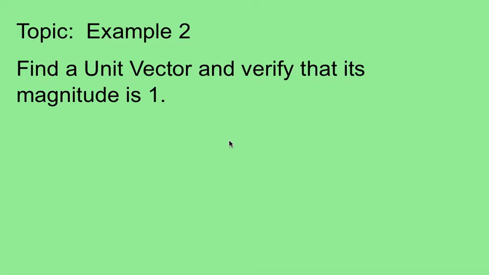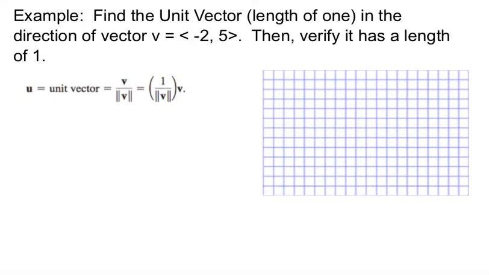Here's our second example where we want to find the unit vector. Remember, the unit vector is a length of 1. So here's a vector v in component form, and we want to have it in the direction of vector v equaling -2, 5.